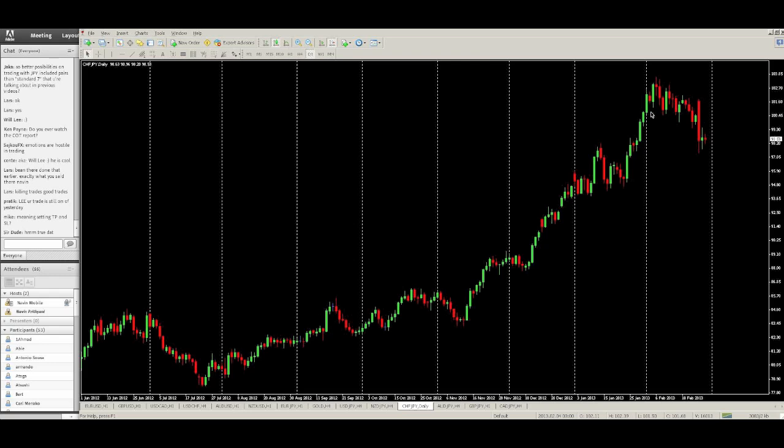Let's see. Meaning setting, take profit and stop loss. If you're doing singular pairs, I would do that. Remember, if you're putting your stop loss and take profit on higher time frames, the brokers are not sitting there to take you in or take you out. It's a little bit too far for them.